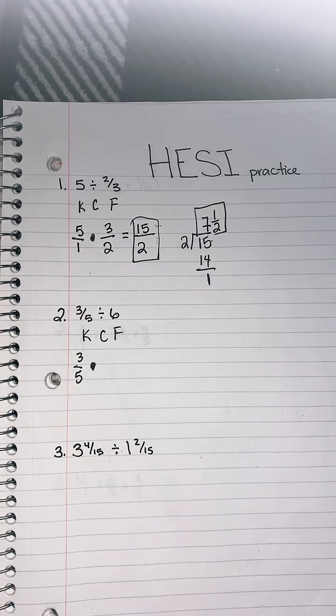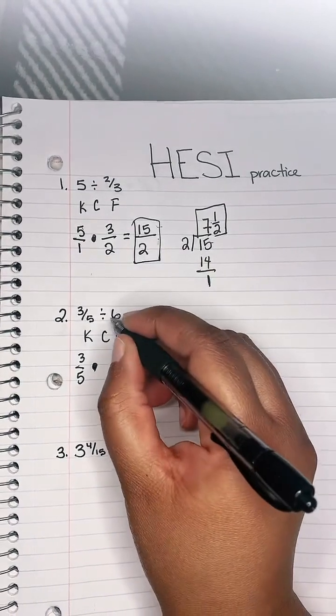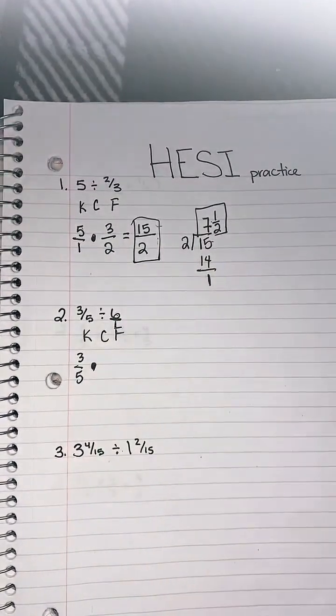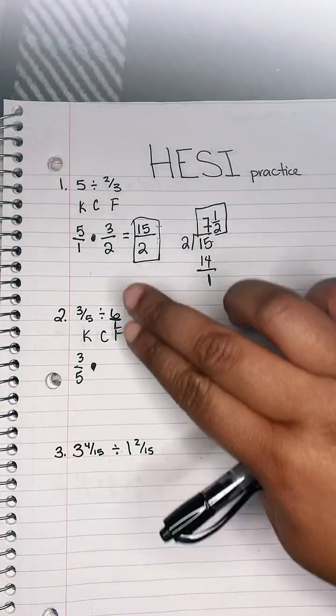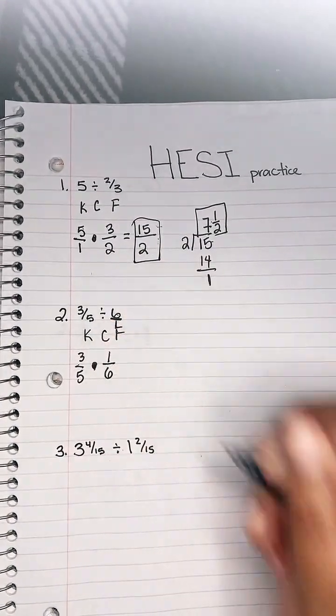1/6. Ooh, beautiful. Remember, this is why I said every whole number can be written with a 1 underneath. So when we flip this, we can flip it to 1 over 6.